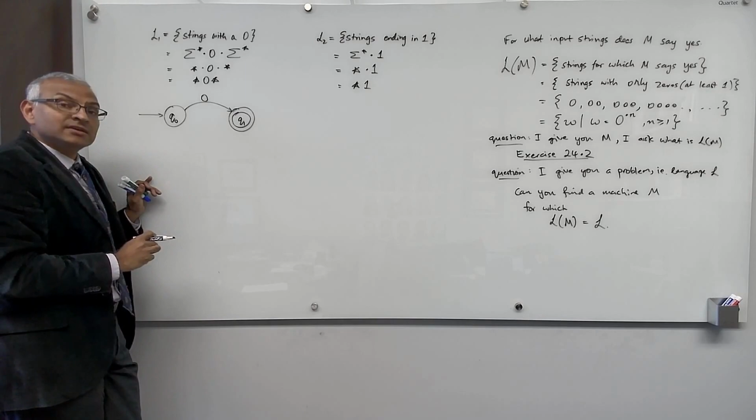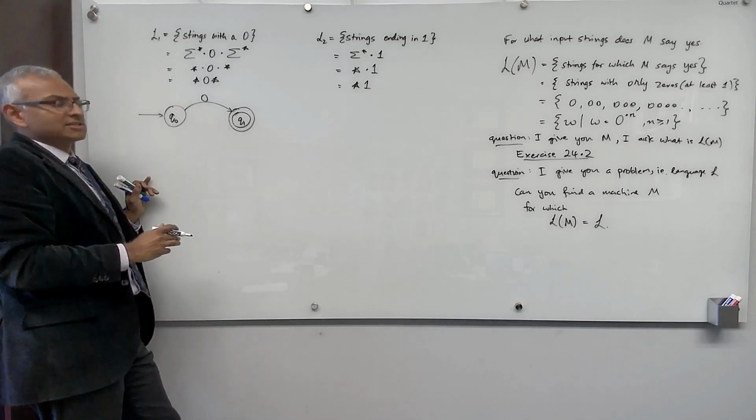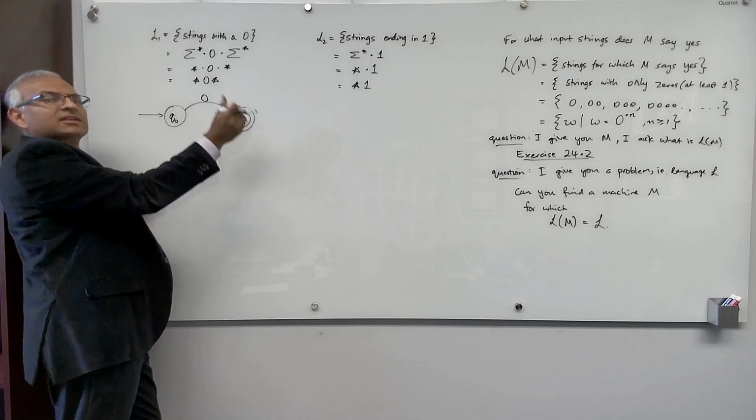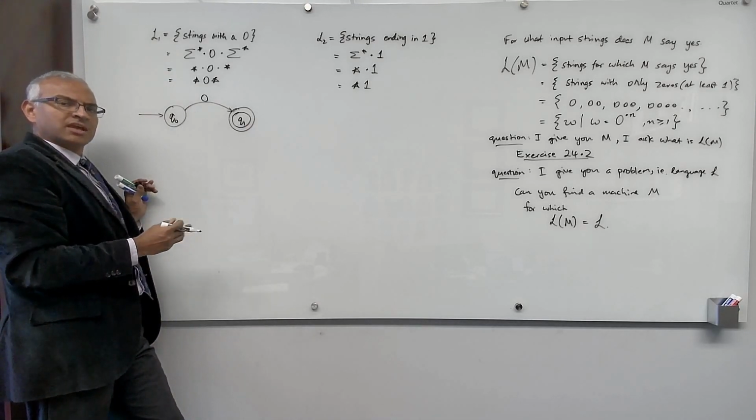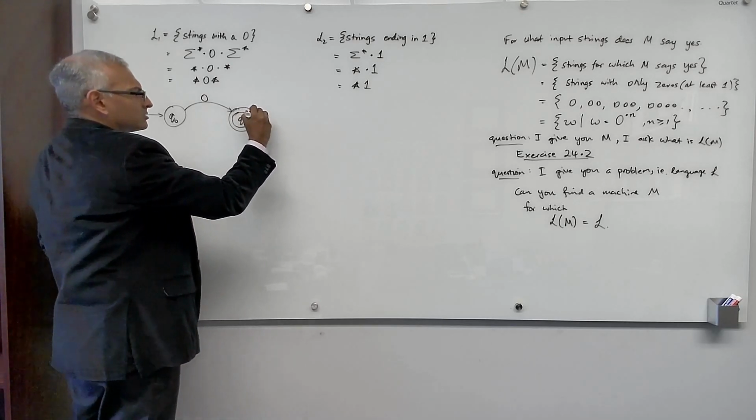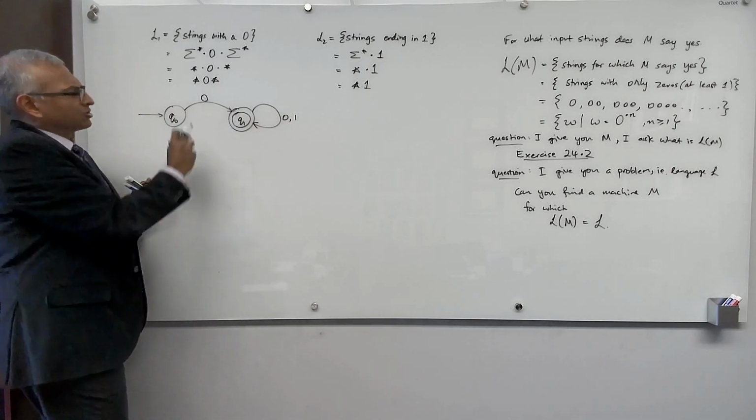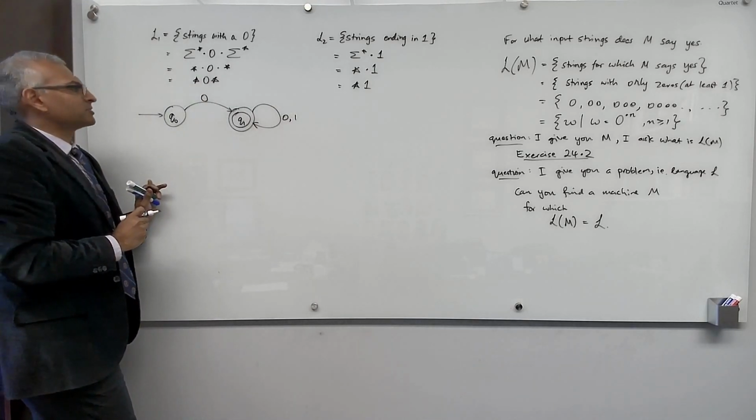In fact, it doesn't matter if any other bits come, I'm ready to accept. So this becomes a black hole state. But unlike the previous example where the black hole state was an error state, a no state, in this case the black hole state is a yes state. You cannot leave this state no matter what 0s and 1s come, because you've already found the 0 that you need to accept.